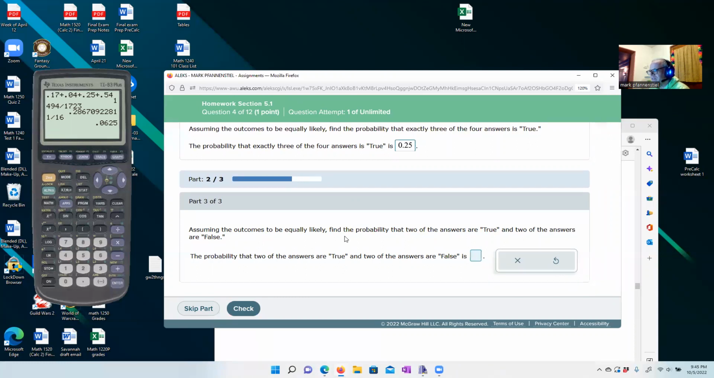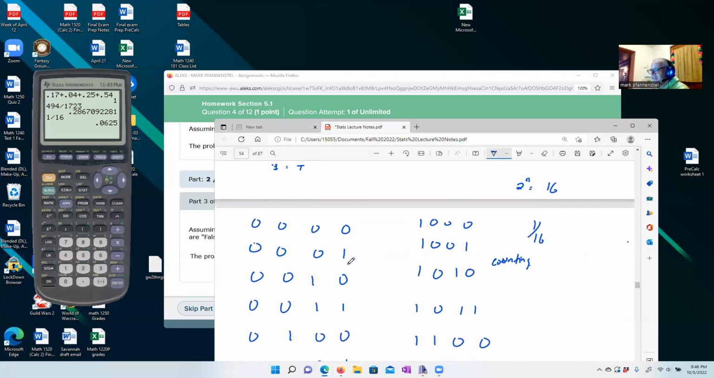Assuming all the answers are equally likely, find the probability that 2 of the answers are true and 2 of the answers are false. Well, if 2 of the answers are true, they're going to add up to 2. It's either true or it's false, so we either have 1s or 0s. We're just going to add up and find out which of these added up to 2. Which of these had 2 1s in it?